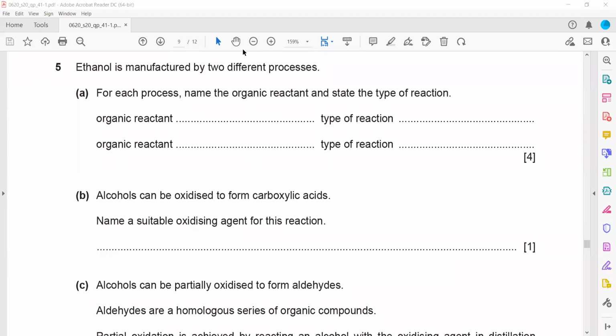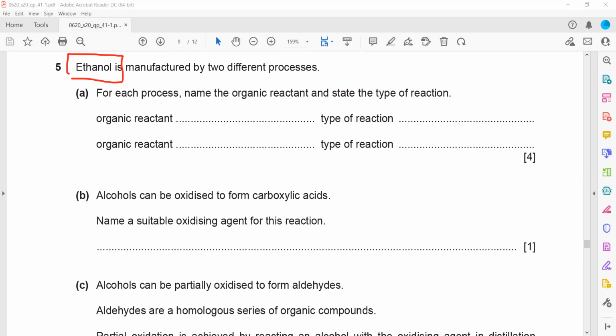Question 5, ethanol is manufactured by 2 different processes. For each process, name the organic reactant and state the type of reaction. So how can we prepare this alcohol or ethanol? One is by fermentation, another one is by reaction of steam with ethene. You can mention fermentation first, or you can mention the second reaction, addition reaction, afterward.